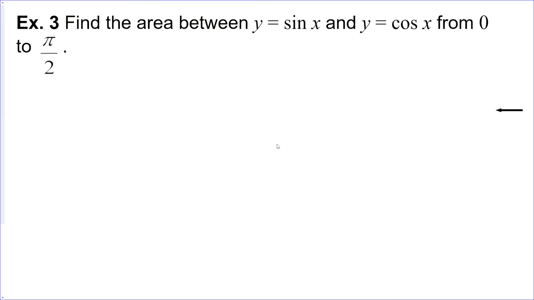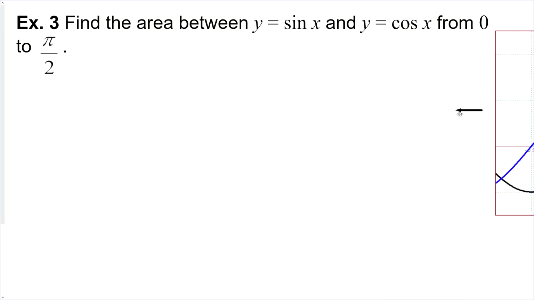Find the area between y equals sine x and y equals cos x from 0 to pi over 2. Now that's quadrant 1, and we know in quadrant 1 that cos starts off at its maximum and sine starts off at 0, and then halfway through quadrant 1 they are equal.